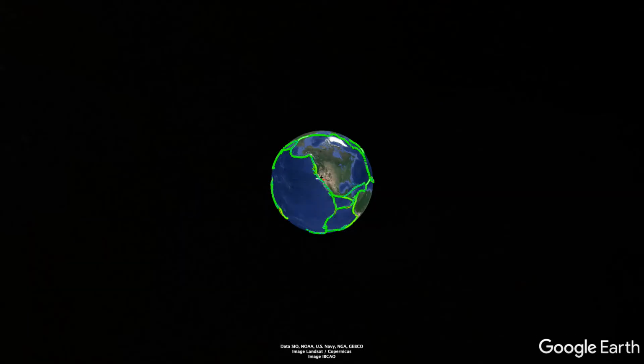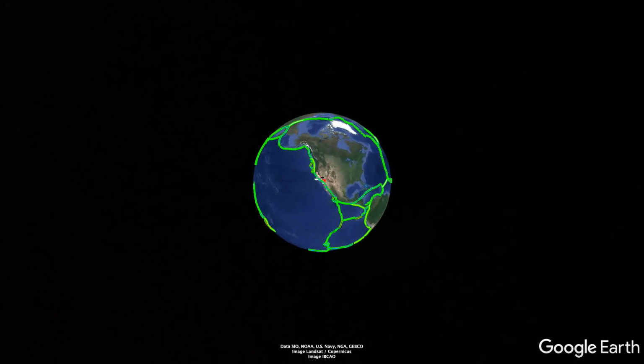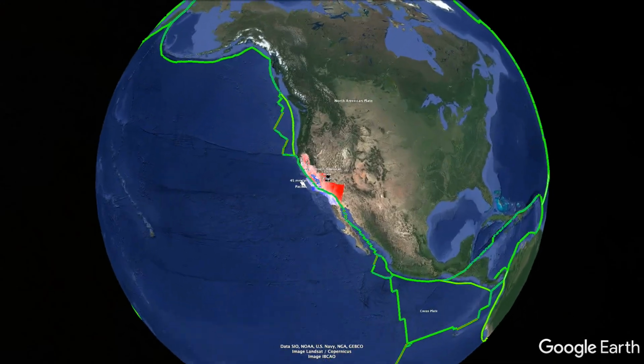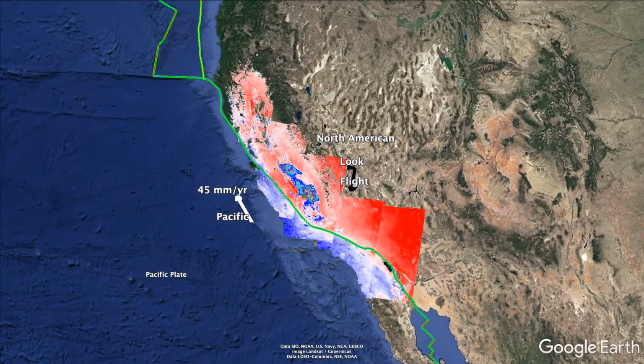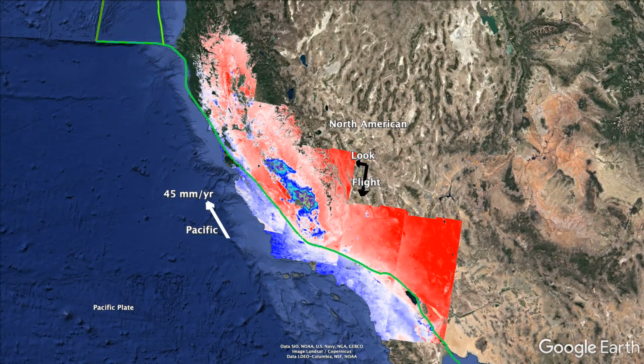The San Andreas Fault system is a transform fault that connects the seafloor spreading in the Gulf of California in the south to the Mendocino Triple Junction in the north. The fault passes through highly populated areas of California and has generated numerous destructive earthquakes in history.